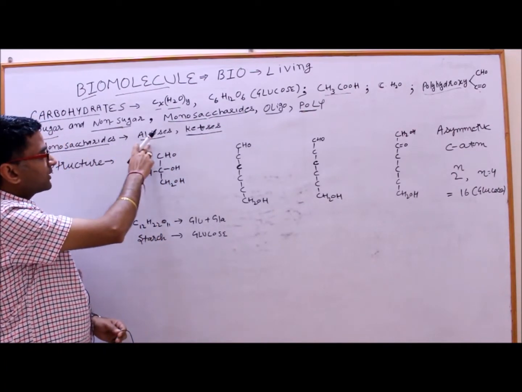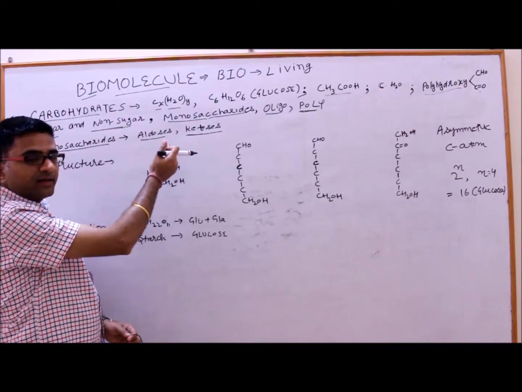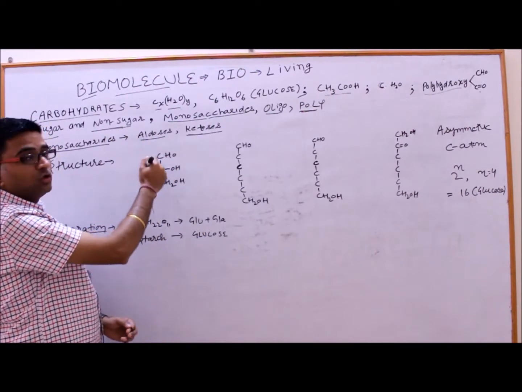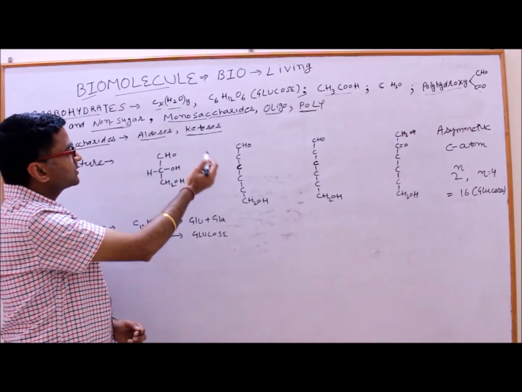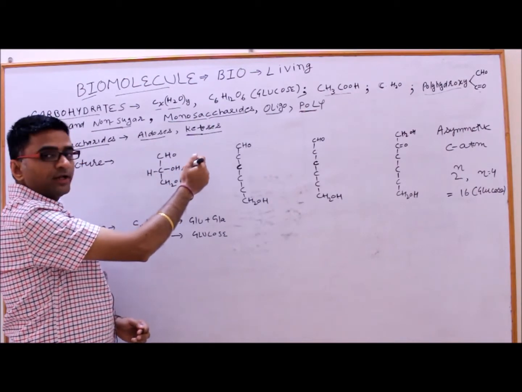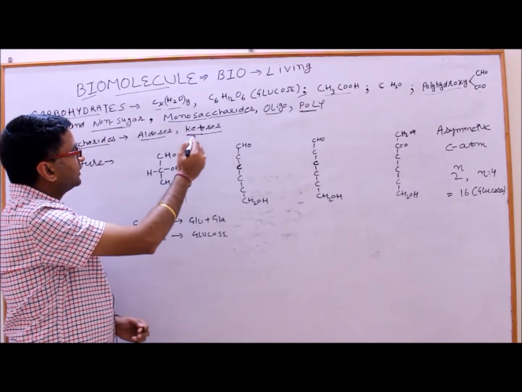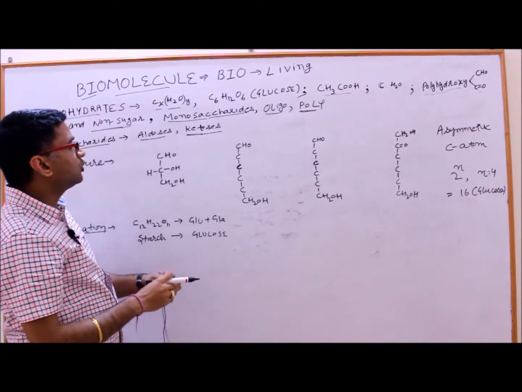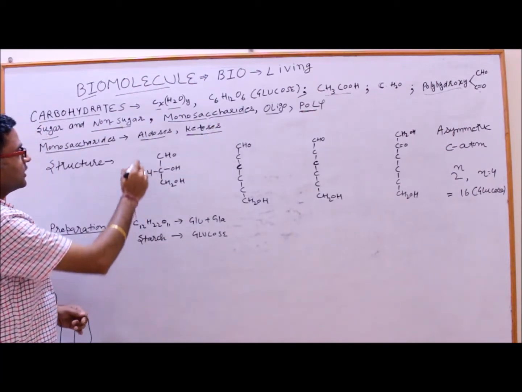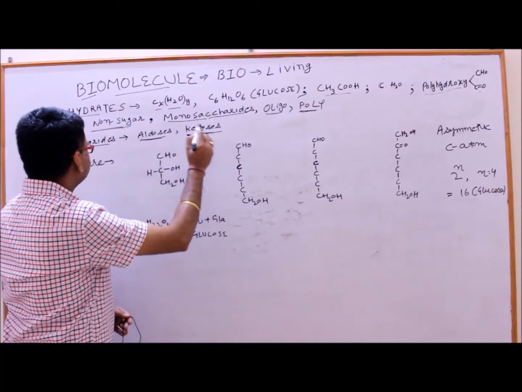Now there may be 1 carbon, 2 carbon, 3 carbon like that. On the basis of that we can say aldotrioses, aldotetroses, aldopentoses. Similarly, for keto, again 2, 3, 4 carbon, we can say ketotrioses, ketotetroses, ketopentoses. So this was another way of classifying these.